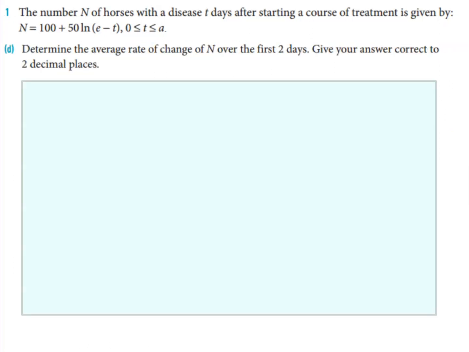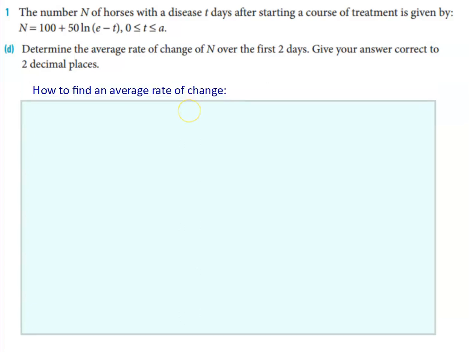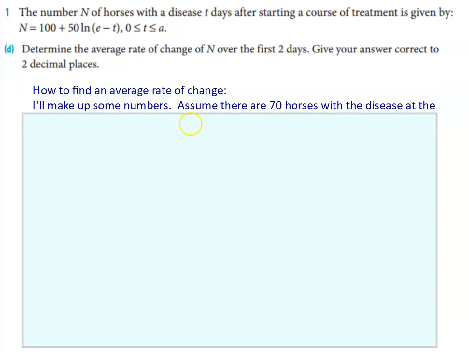Okay, on to question D. Determine the average rate of change of n over the first 2 days. Give your answer correct to 2 decimal places. Well, we haven't done many questions asking about average rate of something, so I've done a simple example so that you have some idea of exactly what you have to do. Again, if you think you know what to do, stop the video and have a go. Otherwise, here's how you find an average rate of change.